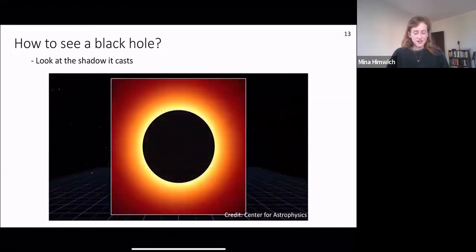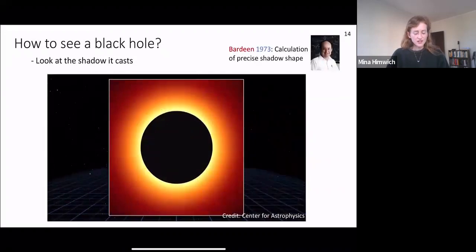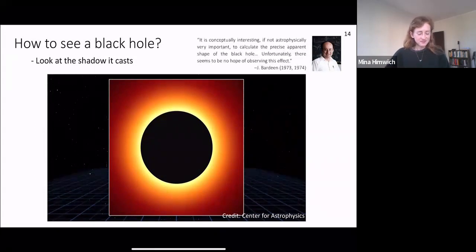All right. So the first person to calculate the shadow shape precisely was James Bardeen in 1973. And back in 1973, there was no real hope of observing it. And so he said, it's conceptually interesting, if not astrophysically very important, to calculate the precise apparent shape of the black hole. Unfortunately, there seems to be no hope of observing this effect. And it's a testament to our experimental advances now that this precise shadow shape is exactly what we are trying to see with the future extension of the EHT.